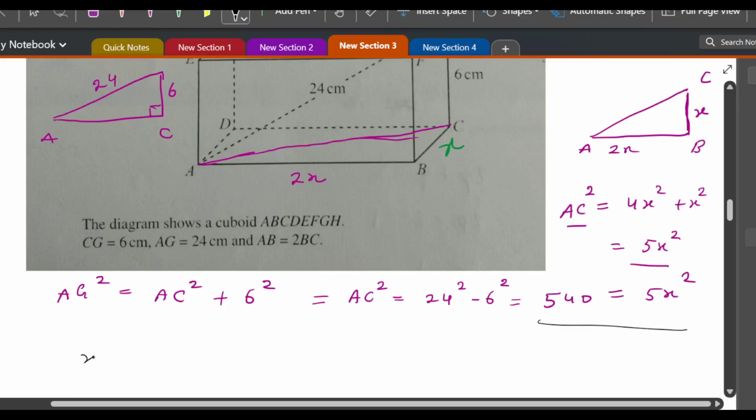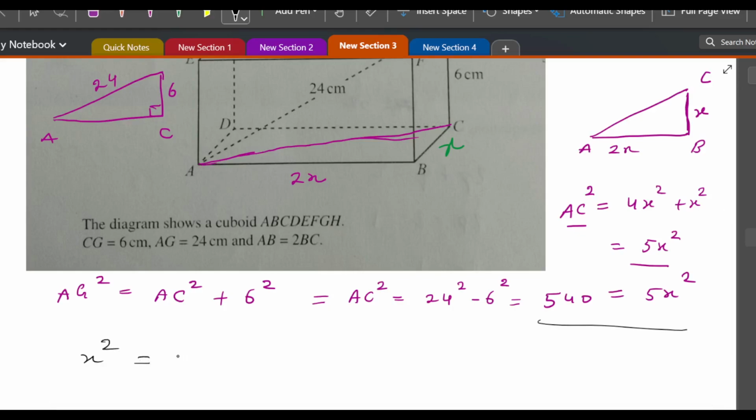So therefore x square is 108, and now you can find x. x is root of 108, which is 6 root 3. And then AB is 2x, so you multiply it and you get 12 root 3. Done. You got the AB length.